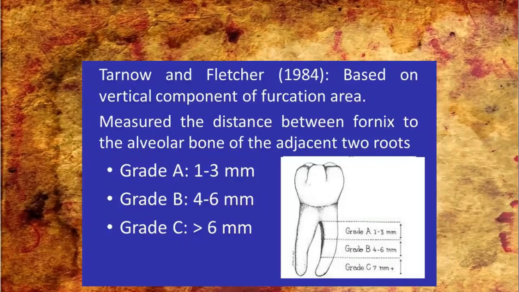Hamp, Nyman and Lindhe in 1975, based on the vertical component of the furcation area, measured the distance from the fornix to the alveolar bone of the adjacent two roots: grade A from 1 to 3 mm, grade B from 4 to 6 mm, grade C more than 6 mm.